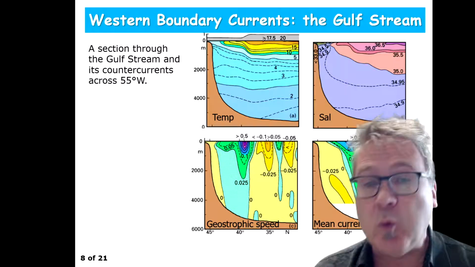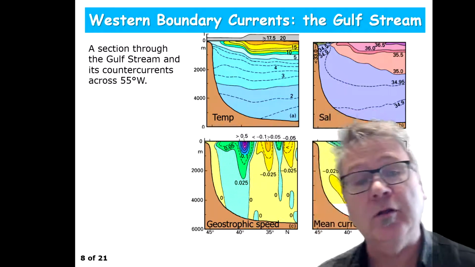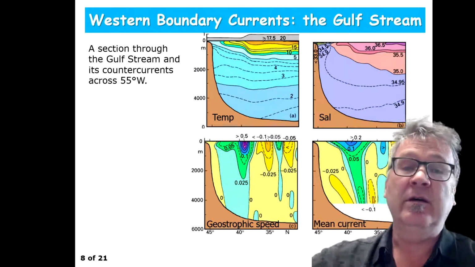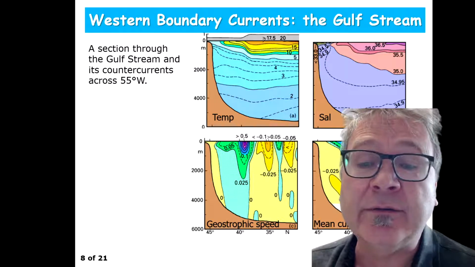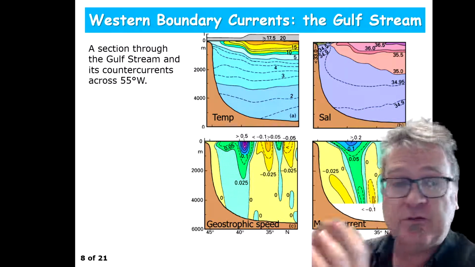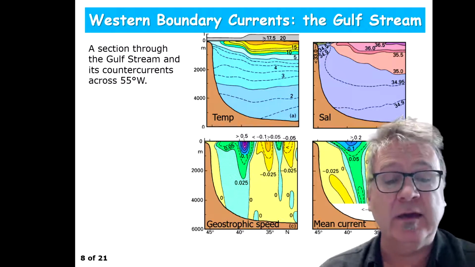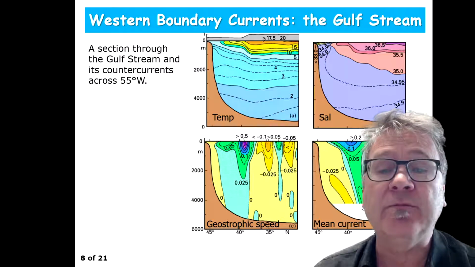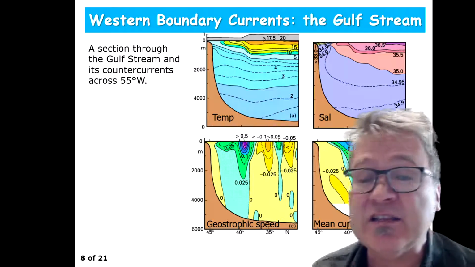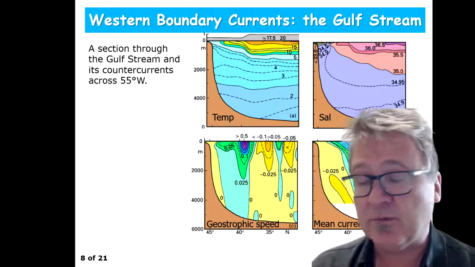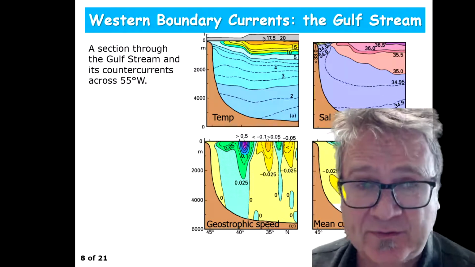So let's talk about the western boundary currents. We start with the Gulf Stream. If you cut across the Gulf Stream here at 55 degrees west, look at a map where that is, okay? You can identify the Gulf Stream from the structures of the temperature and salinity fields in the ocean. Okay, this is called baroclinic compensation.